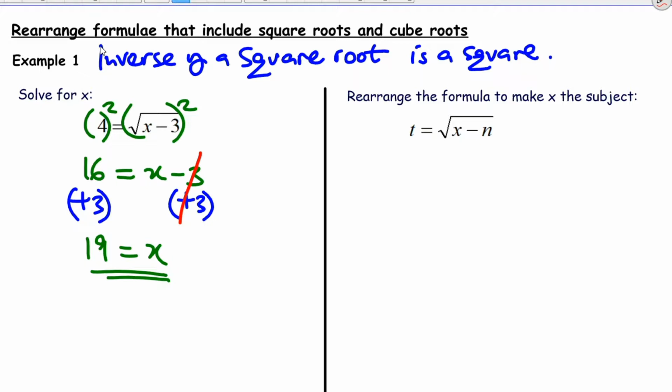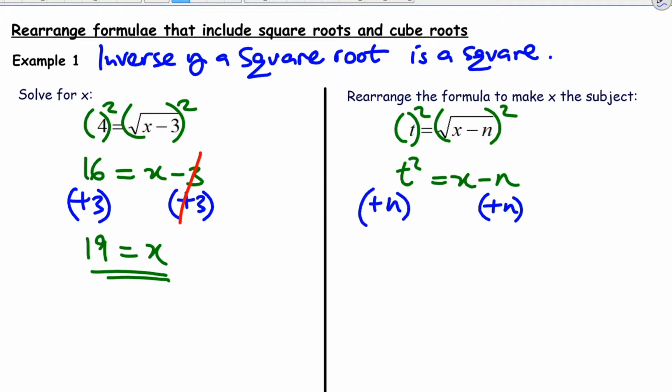We can apply the same process to the right hand side to rearrange this equation. So we can start by squaring. And what we shall end up with is t squared is equal to x minus n. The opposite of subtracting n is adding n. So we add n on each side. And what we shall be left with is t squared plus n is equal to x, because negative n plus n will be equal to 0. And that will be our final solution.